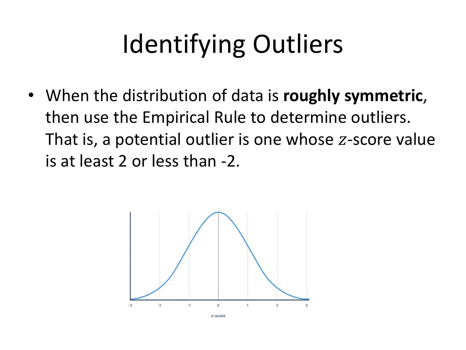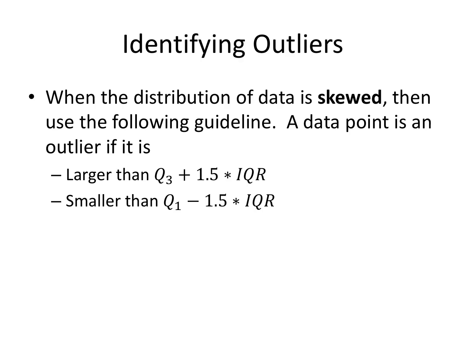Okay, so how do we determine whether or not someone is an outlier? That's where this rule comes into play. Anybody who has a z-score of 2 or greater or -2 or smaller, we'll consider an outlier. But this rule only works if your data set was roughly mound-shaped, symmetric to begin with. So if your data set is skewed to the left or right, we cannot use this to determine if we have outliers. We need another way to do it.